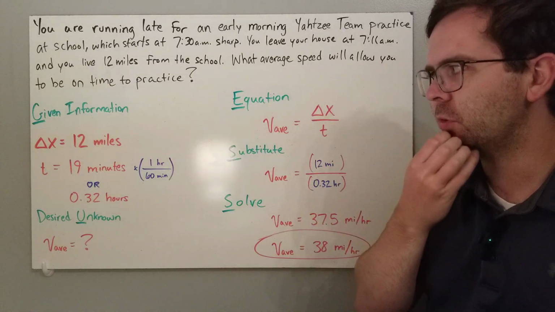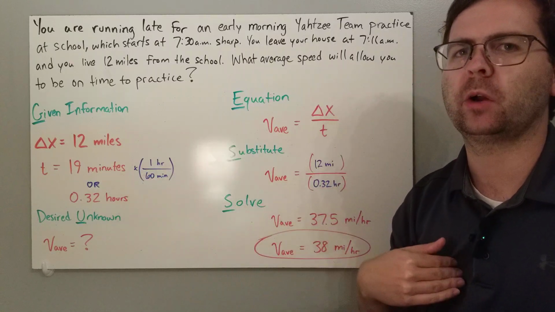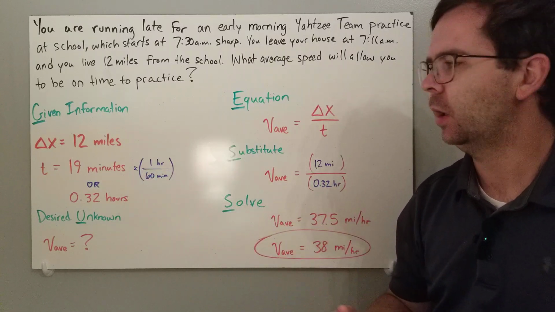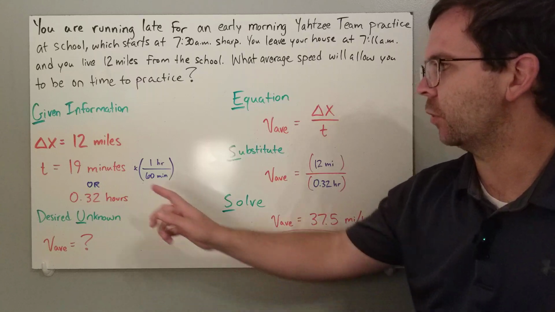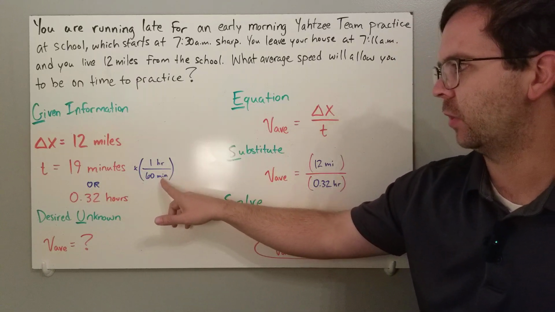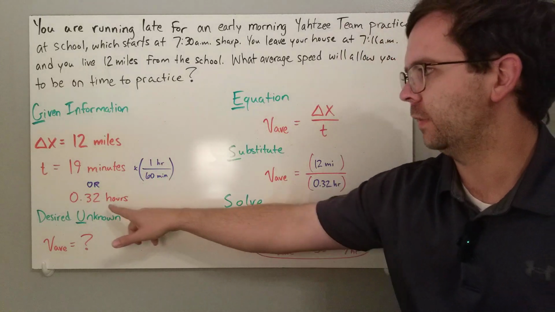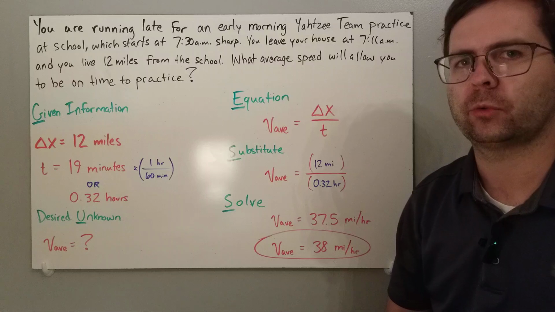And now I'm going to change this unit from minutes into hours because we're going to calculate the speed in miles per hour rather than miles per minute. And so I'm going to do 19 multiplied by this conversion factor to cancel out the minutes. I'll end up doing 19 divided by 60, and that'll give me 0.32 hours.